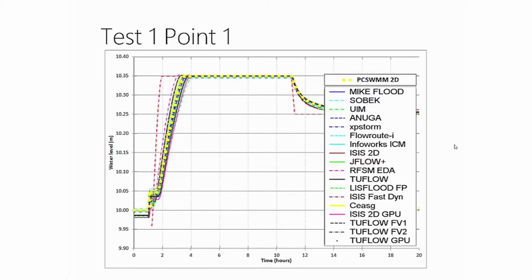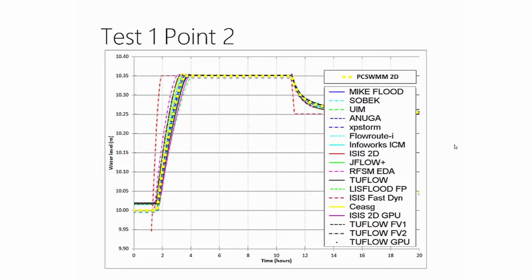So you'll be seeing quite a few of these plots. In all cases, PCSWM will be shown in the yellow dots. In this case, we're looking at the water level for point 1, and this is the water level for point 2. And you can see in both cases we did very well.